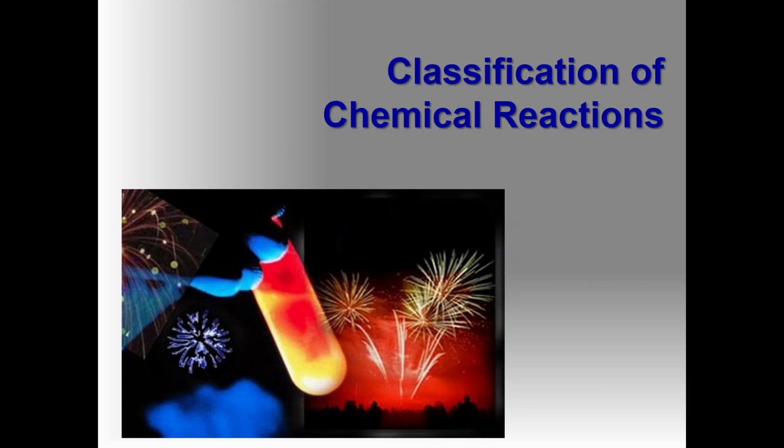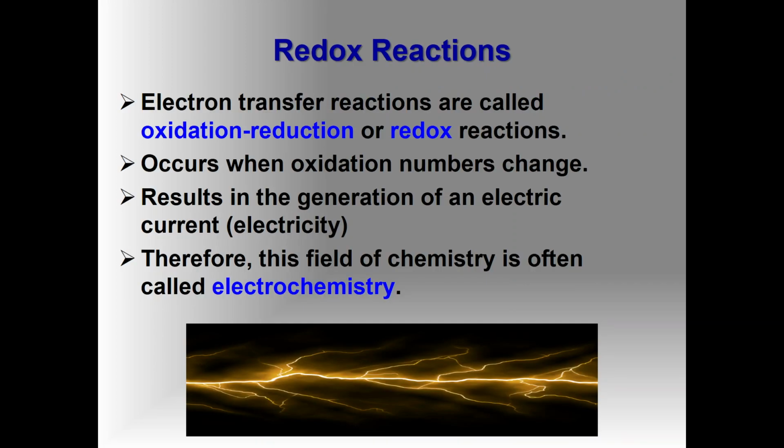So, let's look at redox reactions. Electron transfer reactions are called oxidation reduction, or reduction oxidation. Usually we simplify the two words to redox. It occurs when the oxidation numbers change. It results in the generation of electrical current. And therefore this field of chemistry is often called electrochemistry. This would be the reactions that go on inside a battery.